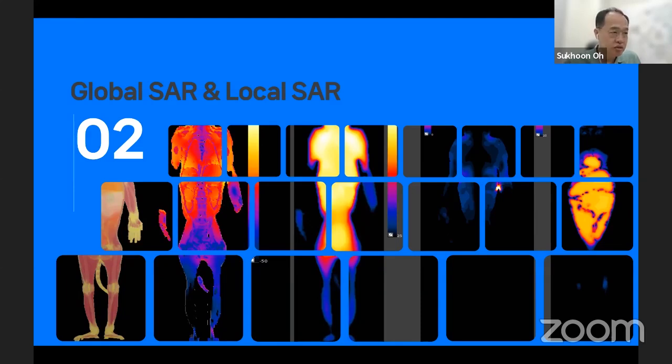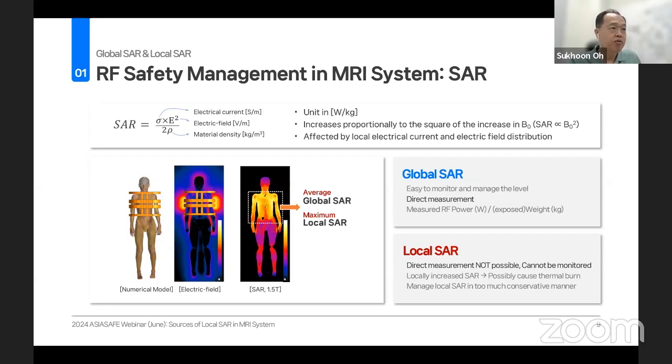From now on, I will explain the SAR by distinguishing between global and local SAR. RF safety management in the MRI system is basically based on SAR. The unit of the SAR is watts per kilogram, because the numerator is the RF power and the denominator is the weight of a human body. In other words, the SAR is directly affected by local electrical conductivity and the electric field distribution. Here is an example of a numerical simulation of a body coil. The electric field is simulated here. Then the SAR distribution is calculated, especially within the RF coil area.